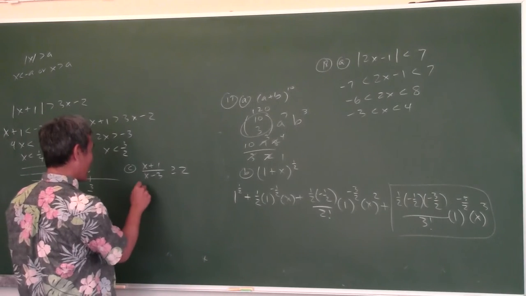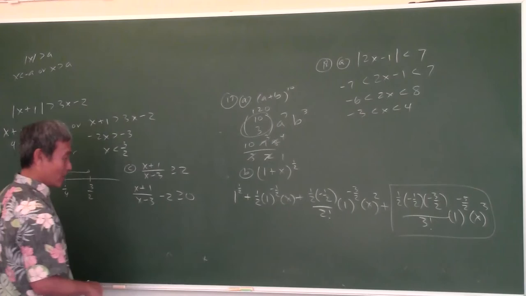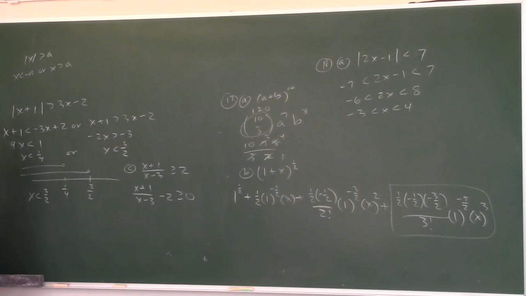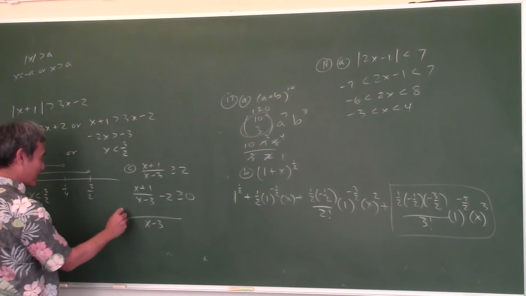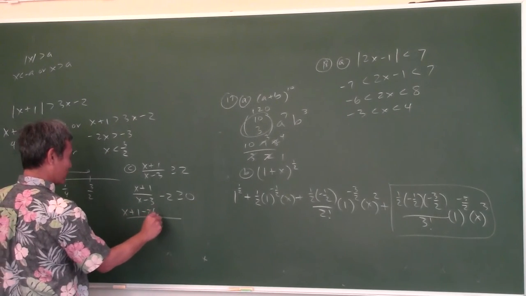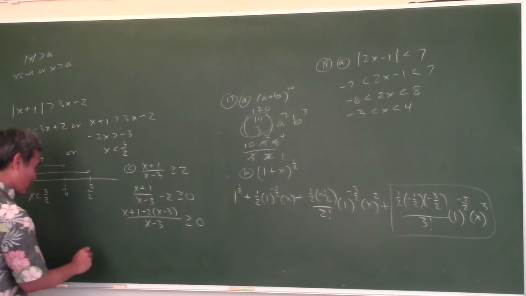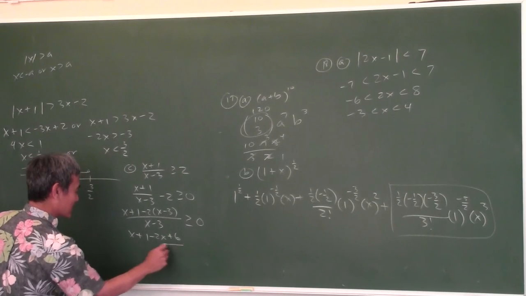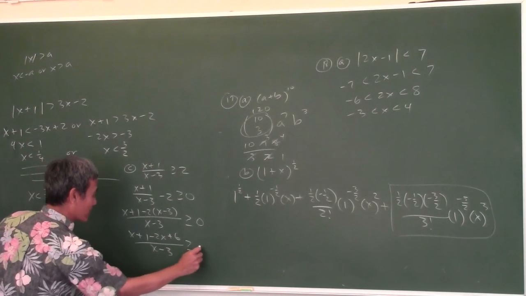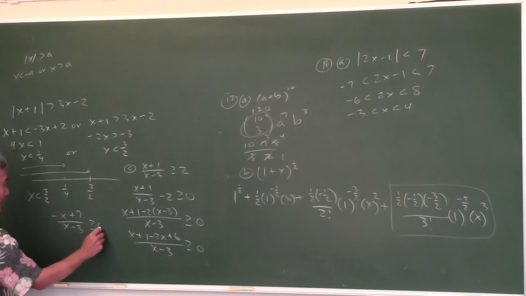The standard way of solving inequalities is you make one side 0, and then you factor the side and make a number line. So in order to factor the side, you need to make a least common denominator. So that's going to be minus 2 times x minus 3. So your algebra needs to be solid. So what is that? x plus 1 minus 2x plus 6 all over x minus 3 is greater than or equal to 0. So that's like negative x plus 7 all over x minus 3 is greater than or equal to 0.